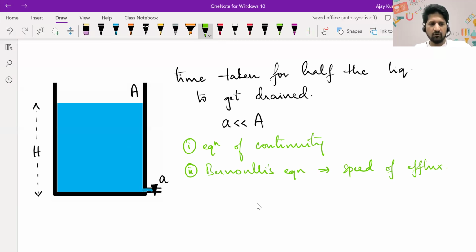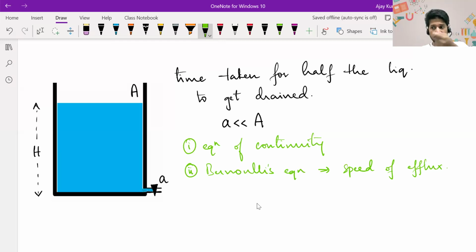How do we link speed of flow to rate of flow of volume? What is the formula for volume flow rate through a cross section? We had derived this just before deriving the equation of continuity. Velocity into area of cross section, correct. So speed of flow multiplied with the area of cross section gives us the volume flow rate, that is, volume flowing out per unit time.